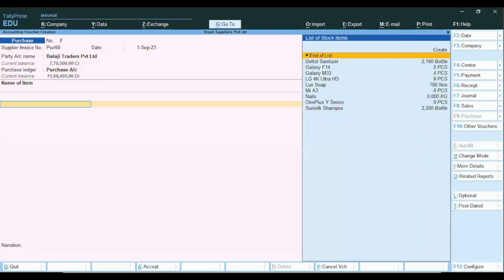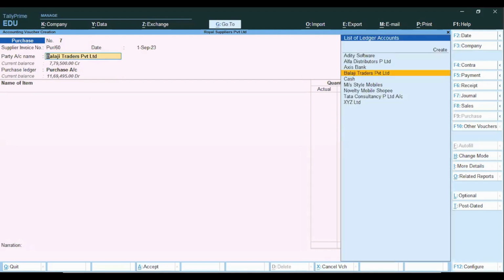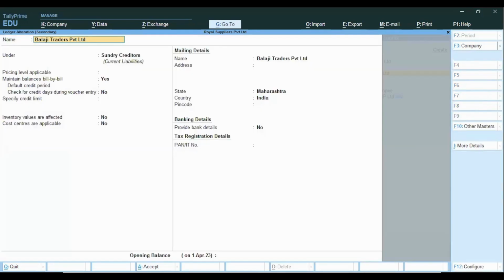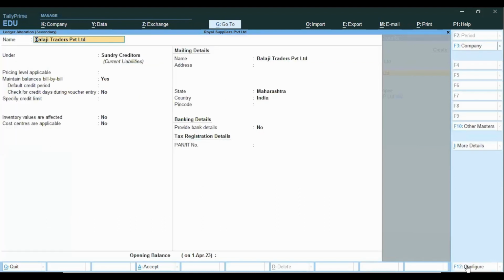Purchase ledger. Now select this creditor. Just press Ctrl Enter, and here we will configure first. Use price levels for party ledgers: Yes, enter. This is Balaji Traders. We are just altering this ledger, and here we will select price level applicable.